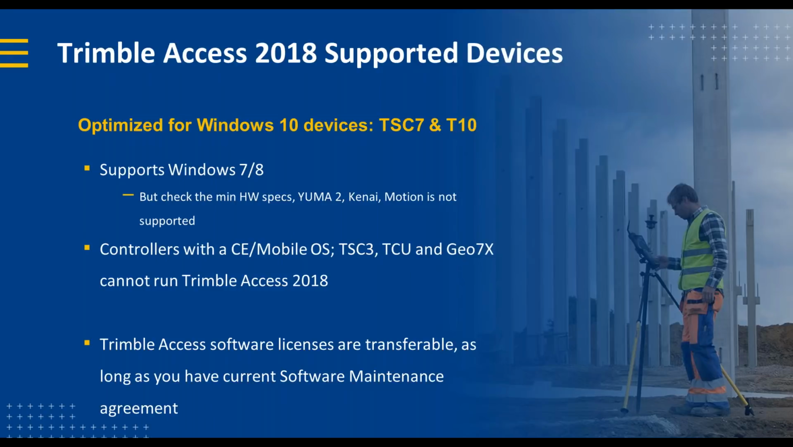So 2018 is optimized for Windows 10. It does still support Windows 7 and Windows 8, but you do need to look at the minimum specs of any machines running Windows 7 and 8, because those are older computers and they may not actually have the speed we need to run Trimble Access on them. So Juno 2, for example, the Kino, the Motion, they're not supported. They really don't perform very well with the new Trimble Access 2018.